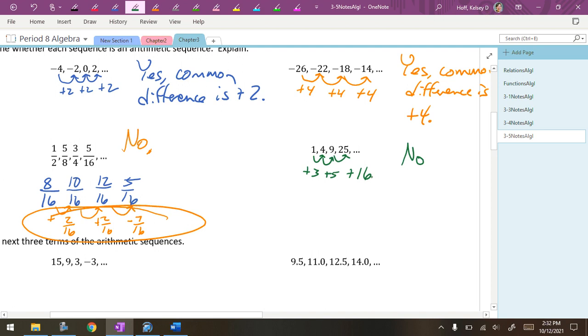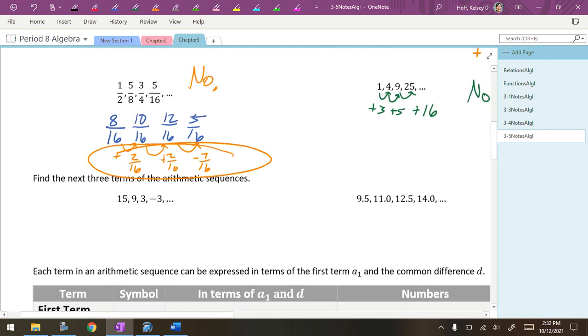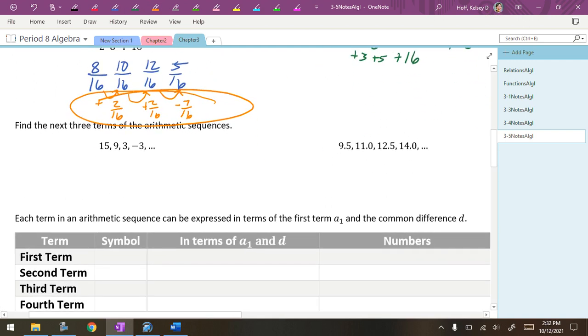1, 4, 9, 25, 36, 49, 64. It's all your squares, right? 1 squared, 2 squared, 3 squared. Oh, we skipped 4, so that doesn't really work. Okay? So there could be a pattern to this, but it's not arithmetic. We're not adding or subtracting the same amount. So let's just make sure we understand arithmetic sequences.